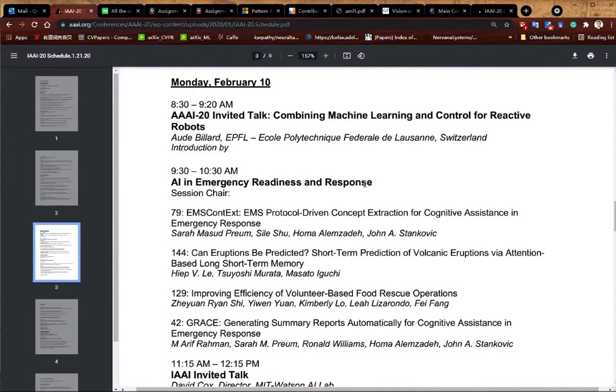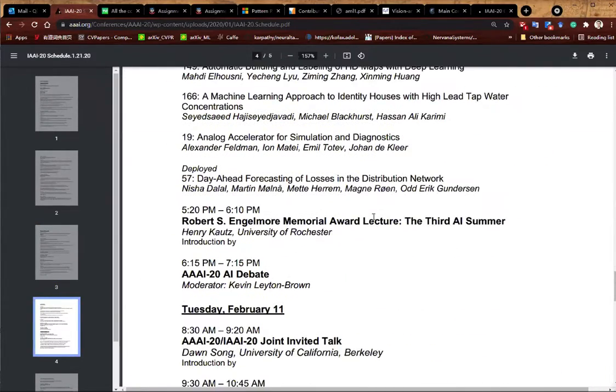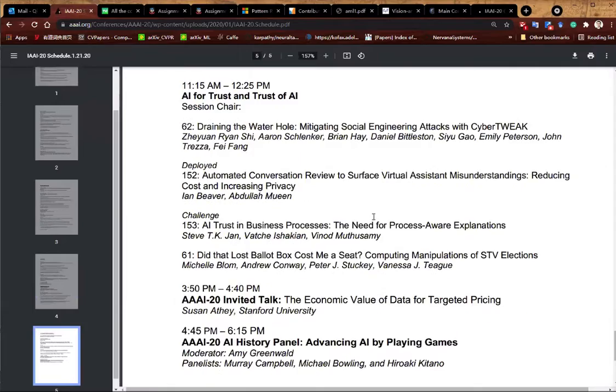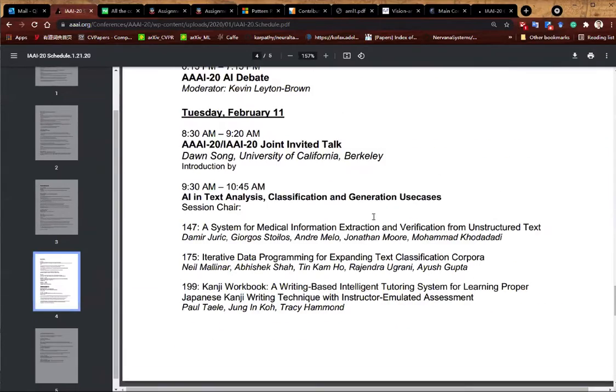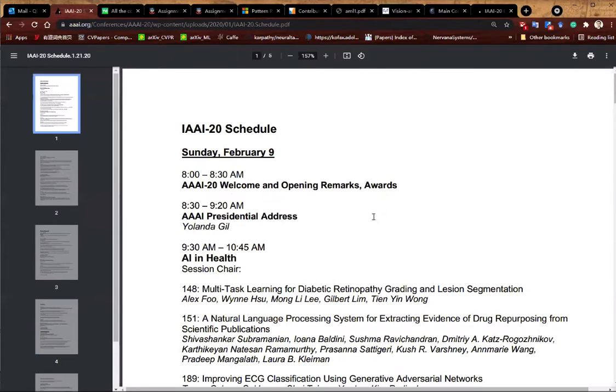Emergency readiness and response, like EMS protocol-driven concept extraction for cognitive assistance in emergency responses, right? That's the application, and they use a machine learning algorithm. So this is a very good source. By checking this, you will find many interesting problems that people want to solve using machine learning algorithms, right? That's one source.